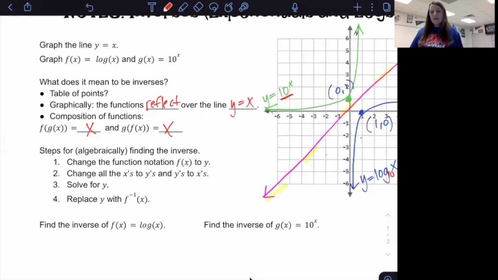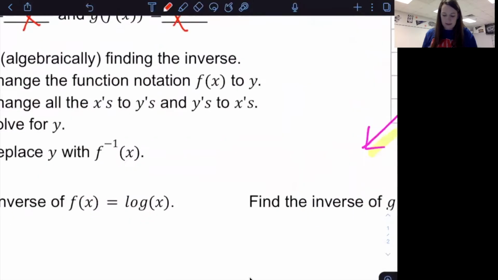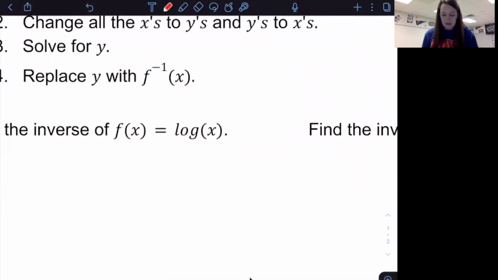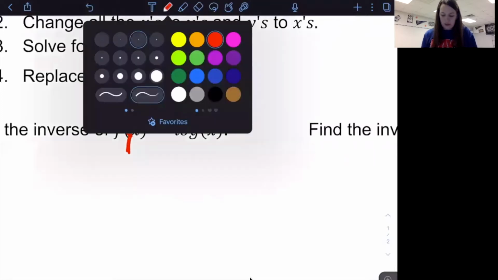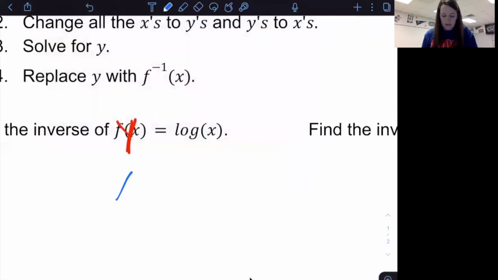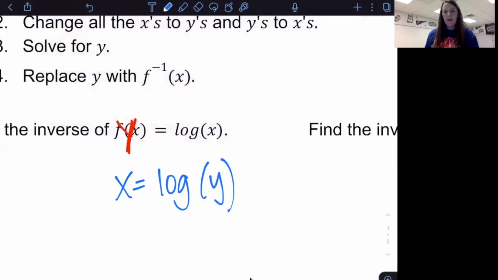Okay, so this asks us to algebraically show that these two functions are inverses. So it says we want to find the inverse of f of x equals log of x. So step 1 says I'm going to change f of x to y. Done. Step 2 says we're going to switch the x and the y. So I have x equals log of y.